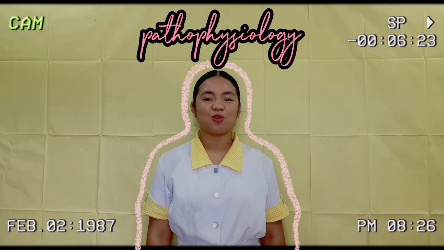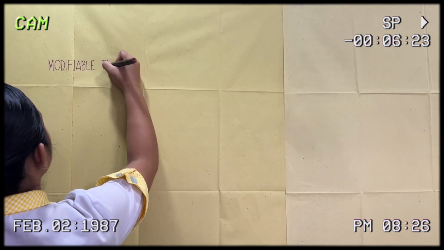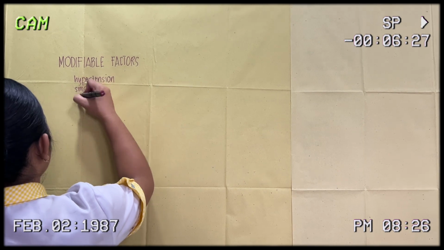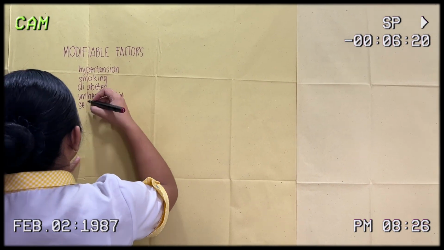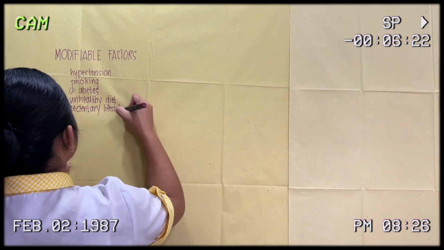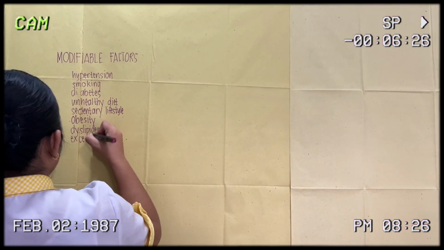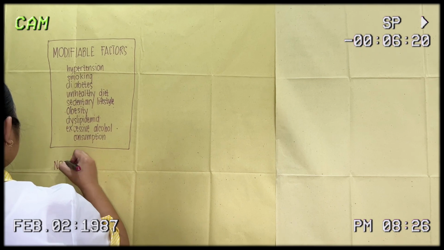So hello again, let's now proceed to the pathophysiology of ischemic cardiomyopathy. Hypertension, smoking, diabetes, unhealthy diet, sedentary lifestyle, obesity, dyslipidemia, and excessive alcohol consumption are modifiable factors for ischemic cardiomyopathy because they contribute to the development of atherosclerosis, increased blood pressure, and damage to the heart's blood vessels. These factors can be modified by lifestyle changes such as diet, exercise, and smoking cessation, reducing the risk of ischemic cardiomyopathy.